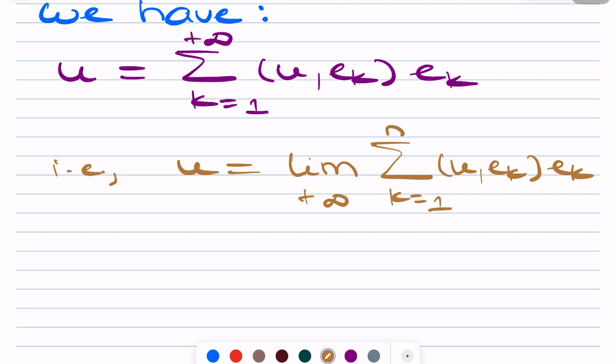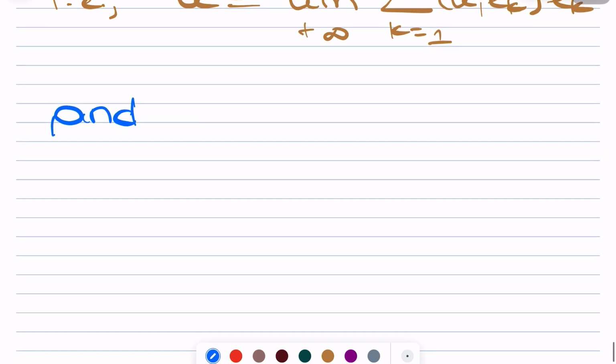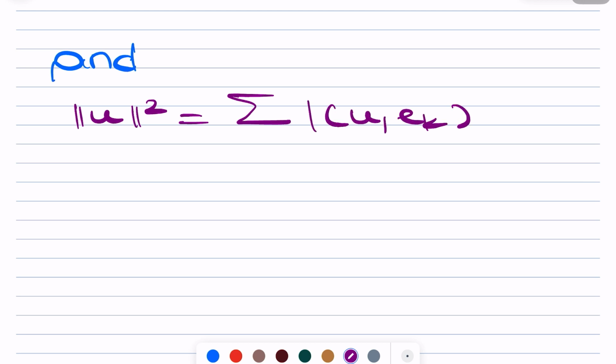Okay, so you have this, and you have again the Parseval identity, and this is exactly the consequence of Theorem 4.9: the summation of the scalar product of u and e_k, squared, k running from 1 to plus infinity. Okay, so let's go into the proof.